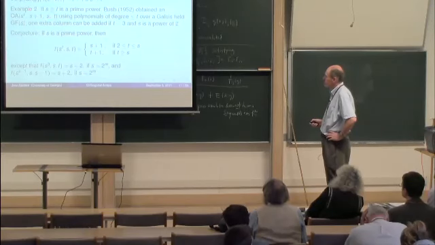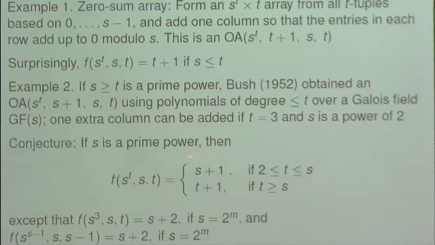Now, whether this is the best that one can do is a question that's still open. There's a conjecture. It's called the conjecture for orthogonal arrays of index unity, because as you may have noticed, all these arrays are index unity. This s to the t is the smallest possible number of rows for an orthogonal array of strength t, so that's why they have index unity.